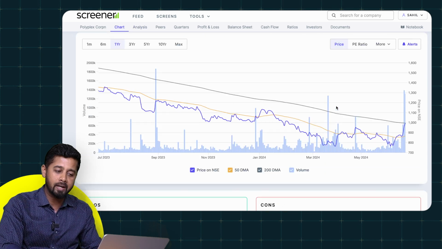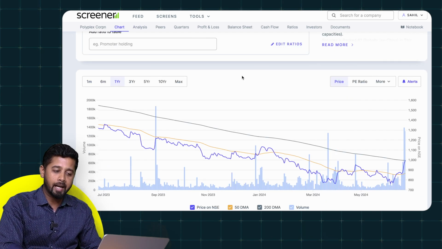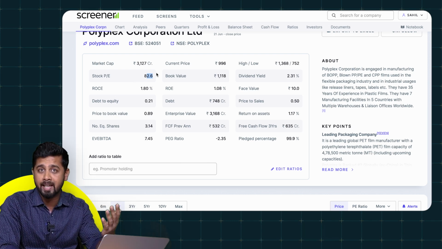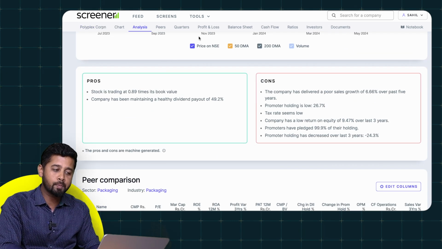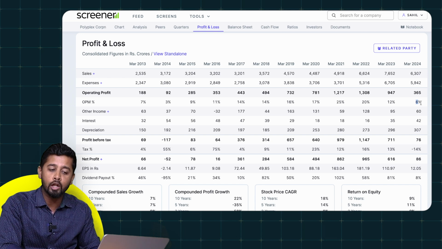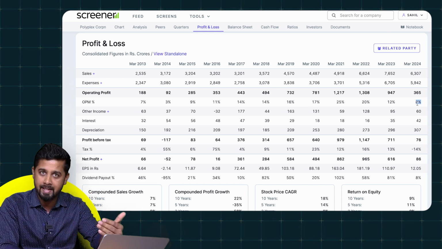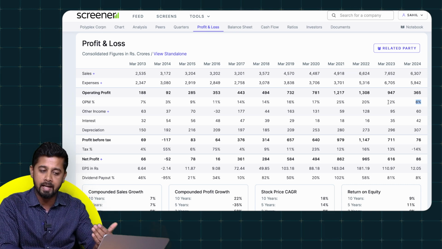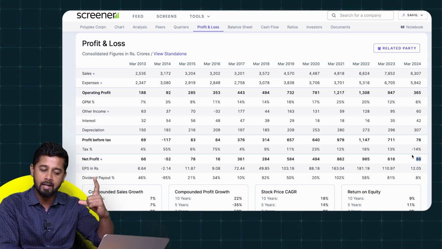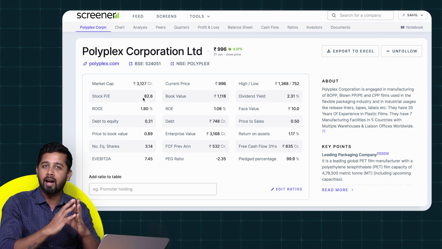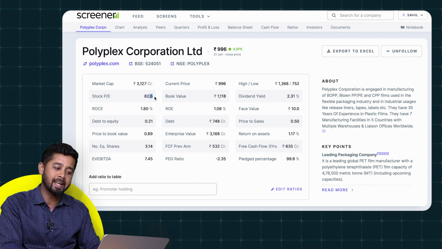And due to that, what happened? Share prices also tanked. And if you look at it today, it is showing a PE of 82.6, which is looking very expensive. But it's because it is trading at near all-time low margins. Once the margins come back to normalcy, say at around 10-15%, its earnings would again expand and then its PE ratio would fall.